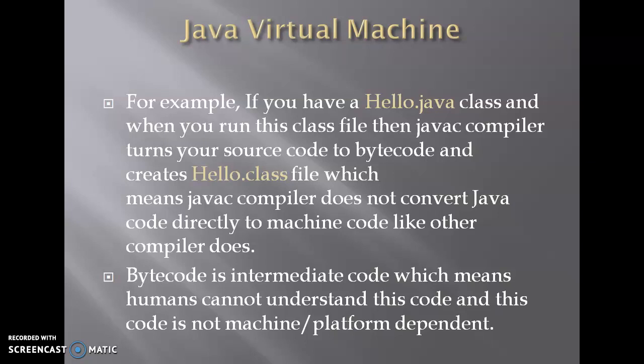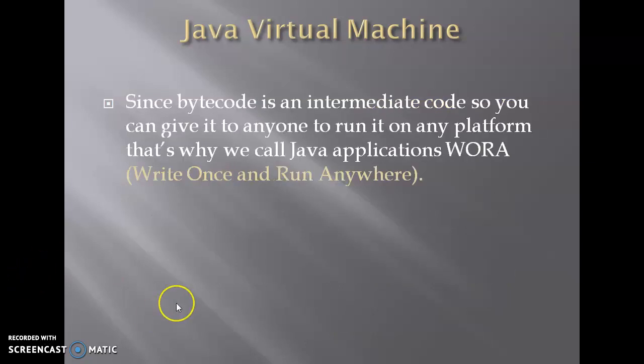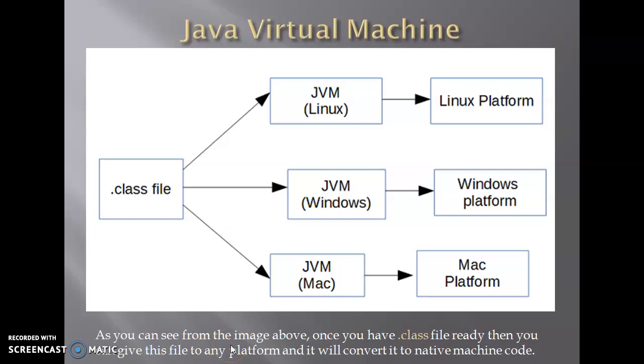The bytecode is an intermediate code, which means humans cannot understand this code and it is not machine or platform dependent. Since bytecode is an intermediate code, you can give it to anyone to run it on any platform. That is why we call Java applications write once and run anywhere. As you can see from the figure, there is a .class file, and this class file is given to any platform like Linux, Windows or Mac, and it will convert it to its own native machine code. This is what is happening in Java Virtual Machine.